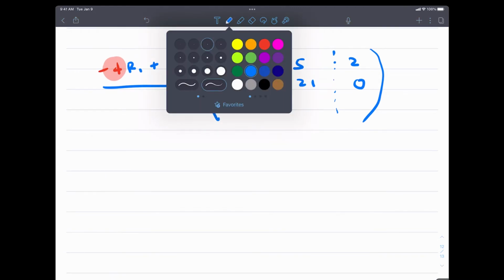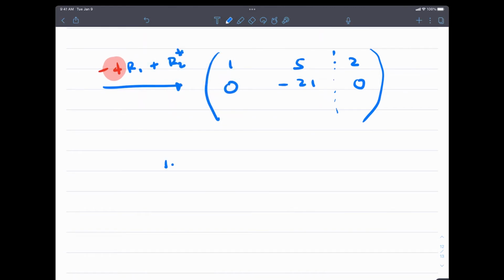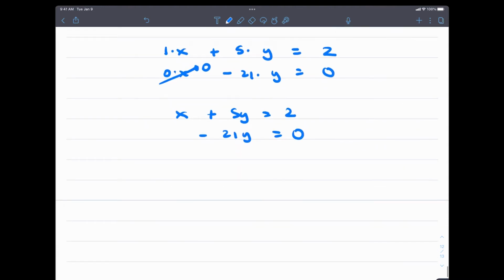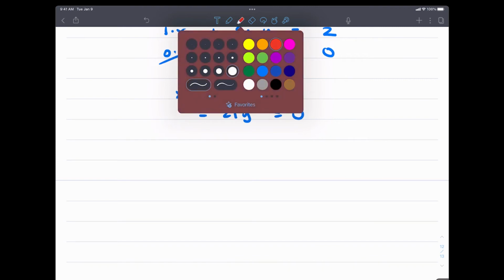Now, what does this all mean again? You guys know what it means? Put 1 times x plus 5 times y is 2. And then I can put 0 times x, and negative 21 times y, and that equals 0. But we know the x portion is going to be a 0. So you really have x plus 5y is 2, and negative 21y is 0.